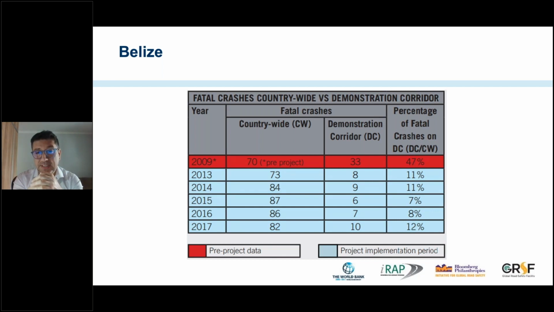From 70, they were 73. However, in the demonstrator corridor, they went from 33 to 8. So while in the country the fatalities were going up, in the demonstrator corridor they were going down. As you see in 2014, unfortunately they went from 73 to 84, but in the demonstrator corridor just 9, and so on. So the impact of the improvements on this particular road was huge in Belize between 2009 and 2017. Next one.